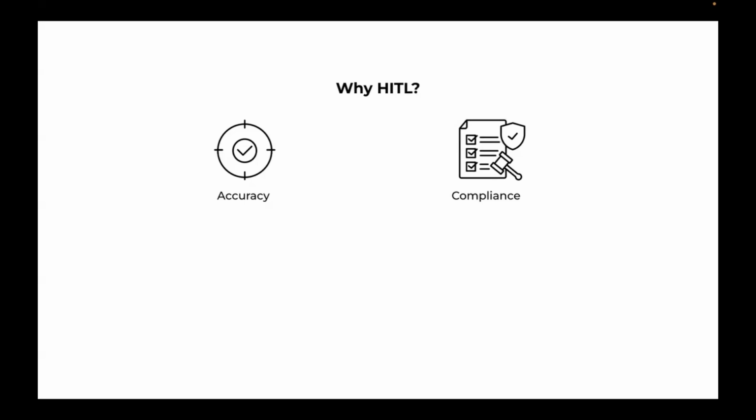And beyond just accuracy and compliance, there's often a third overlooked benefit, that is trust. When stakeholders know that there's a layer of human oversight, they're more likely to adopt and trust the automation system that you have in place. So to sum it up, HITL helps bridge the gap between rapid automation and responsible AI.